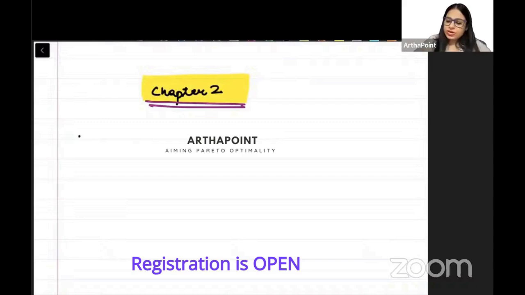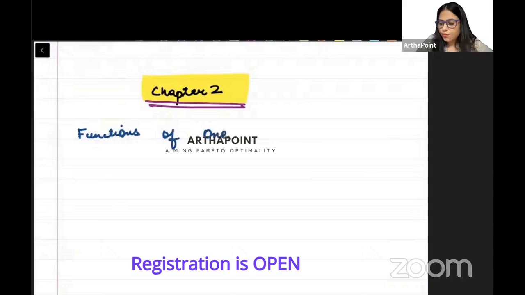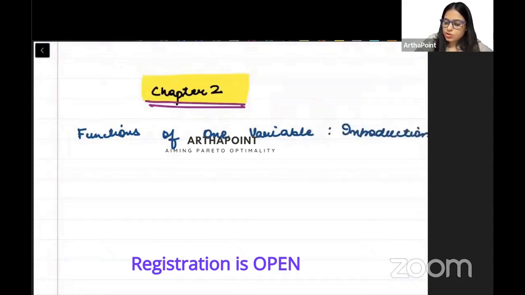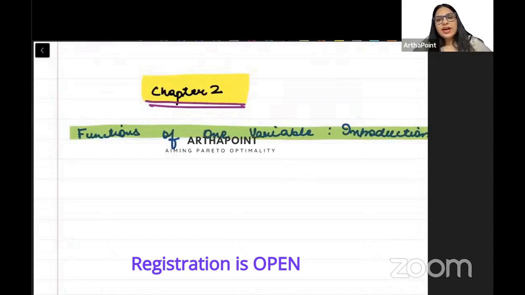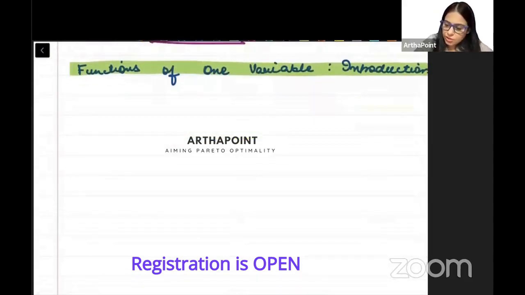And this is going to talk about functions of one variable, an introduction. Functions of one variable introduction. In order to understand functions of one variable, beta, pehle we need to understand what is a function.